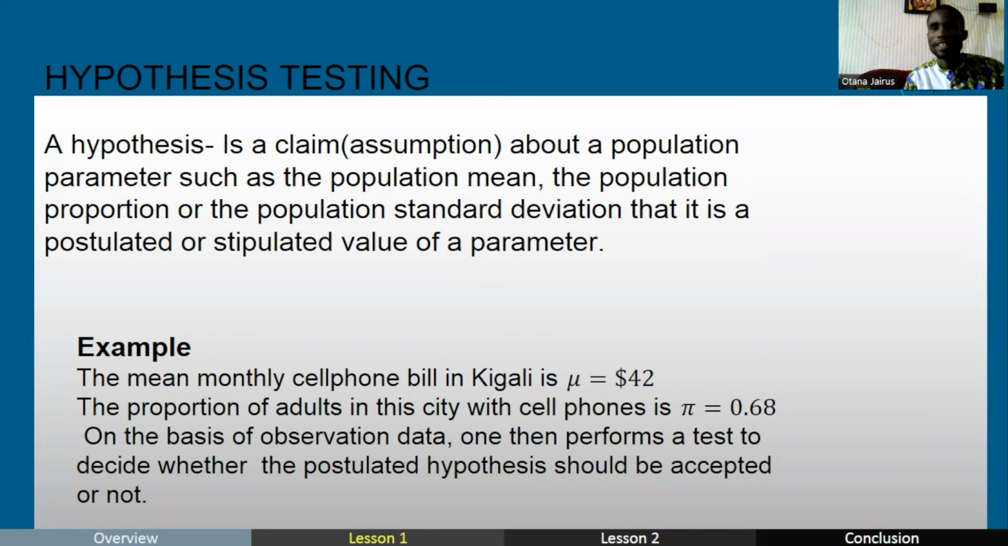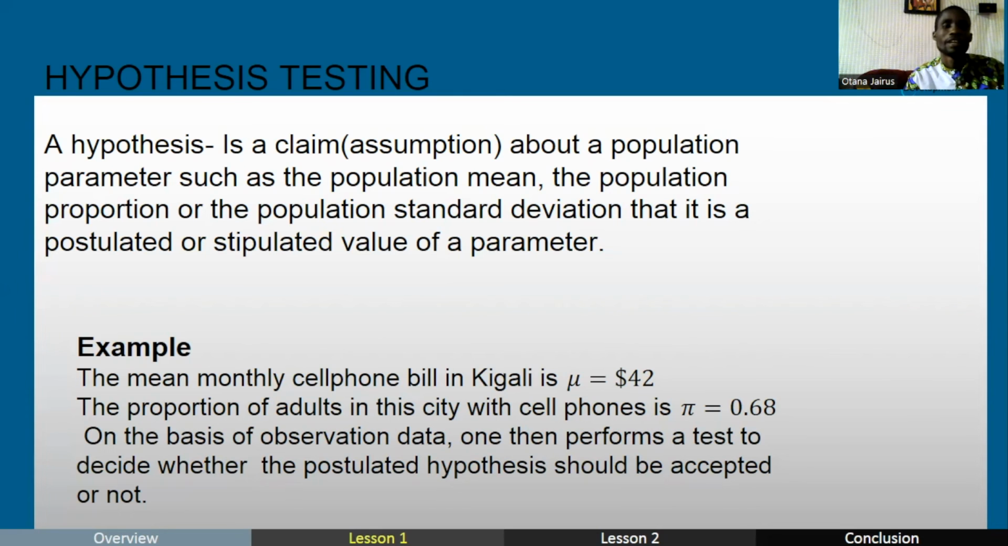Okay, so let us talk about another topic: hypothesis testing. Any research is not complete without a hypothesis. When we talk about a hypothesis, what we mean is just a claim or assumption about a population parameter. This population parameter can be, for example, the mean, the proportion, or the standard deviation. It is a postulated or stipulated value of a parameter.